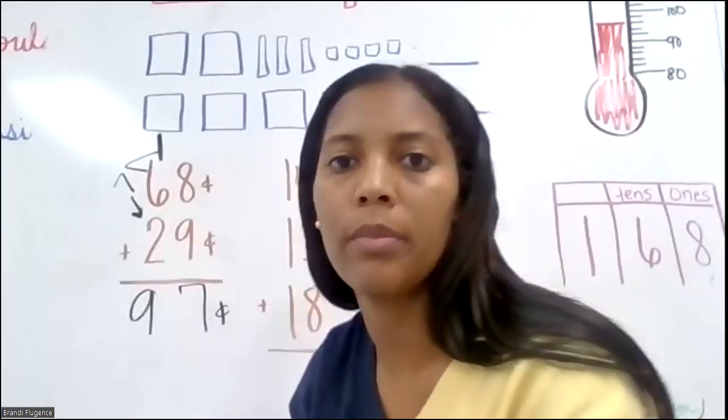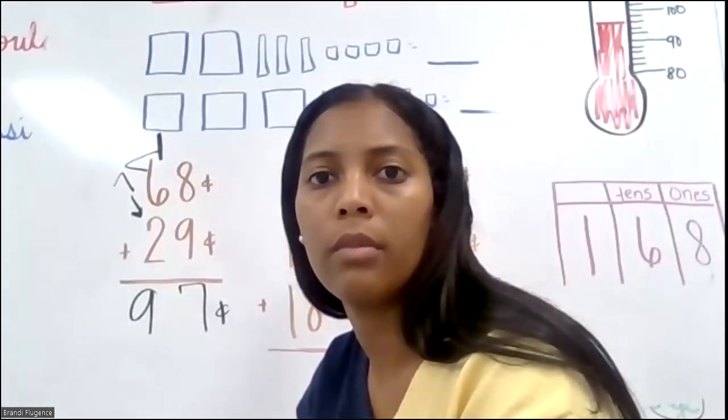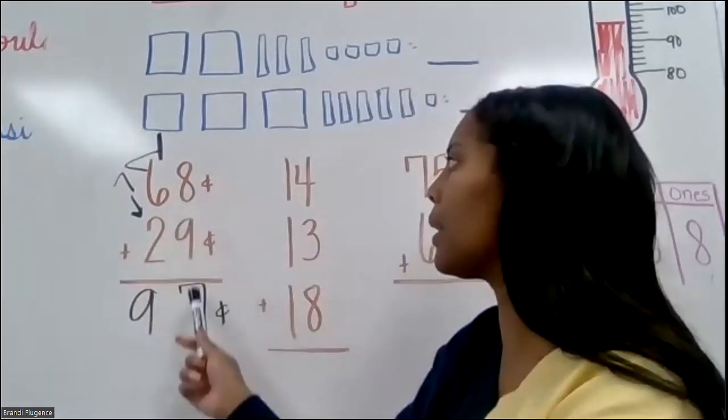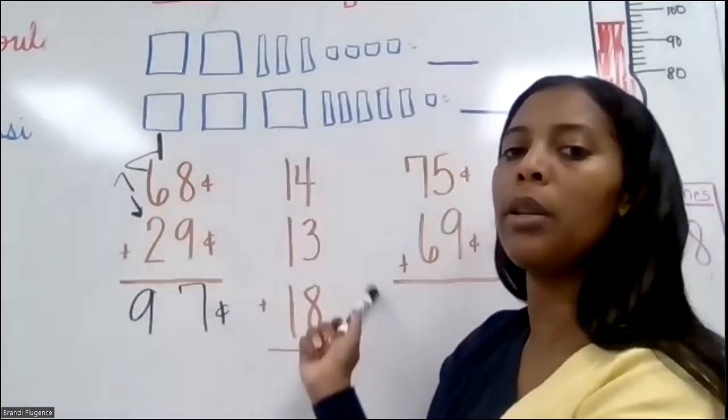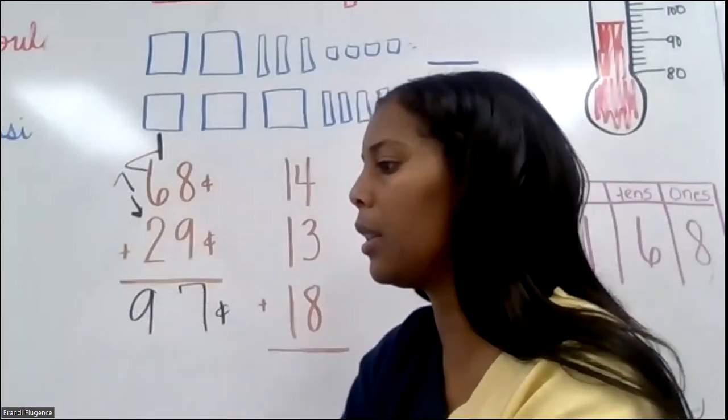Joshua? Okay, so the first one, 8 plus 9, 17. Carry the 1. 1 plus 6 is 7. 7 plus 2 is 9. Let's go ahead and do this one. 14 plus 13 plus 18.